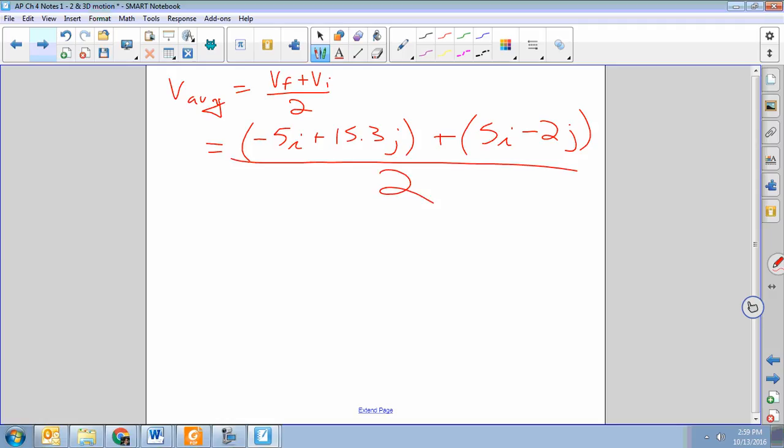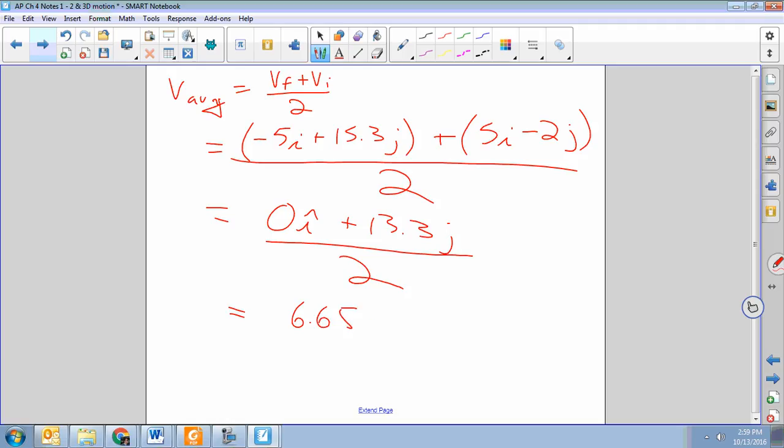Add them up and divide by 2. So negative 5i plus 5i is going to give me 0i. And then 15.3j minus 2j is going to give me 13.3j all over 2. Which gives you what? 6.75? 6.66? 6.65, thank you. j, and then my units there are meters per second.